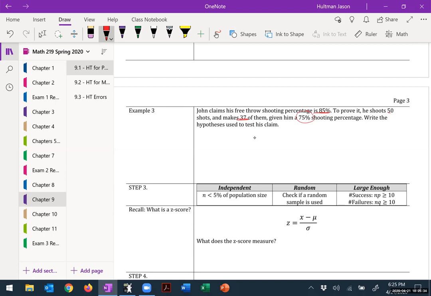So what's his claim? His claim is that he's an 85% shooter, right? So that's a proportion. So H sub 0: the claim is that he is at 85%. What's the alternative? The alternative is that his claim is bogus, that he is not an 85% shooter. The alternative is that he is less than 85%.